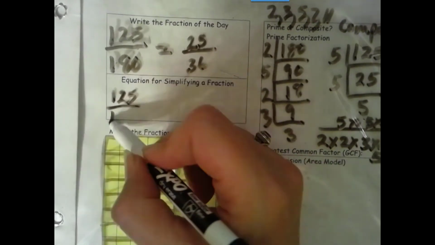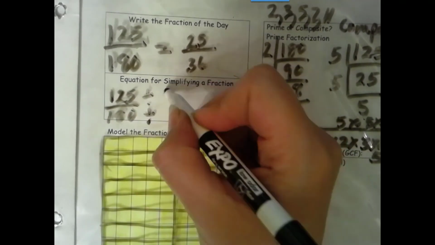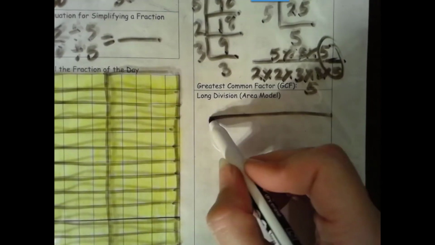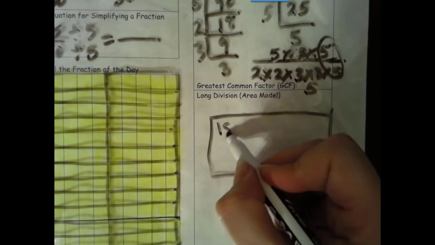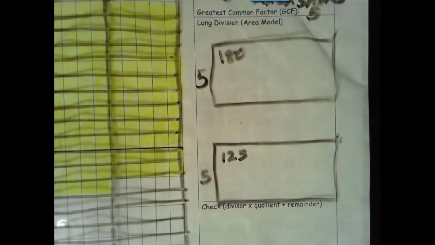All right, let's go ahead. Now that we've proven our division with our model, let's prove it with our algorithm. So we're dividing each by 5, so 180 square units inside. This side is 5. We have to find the missing side. Here we have 125 square units. This side is 5 units. We need to find the missing side.